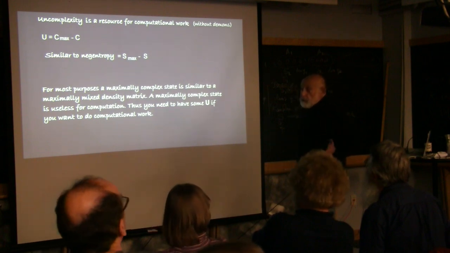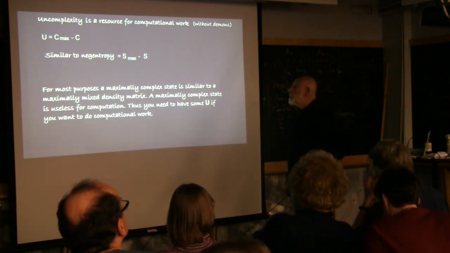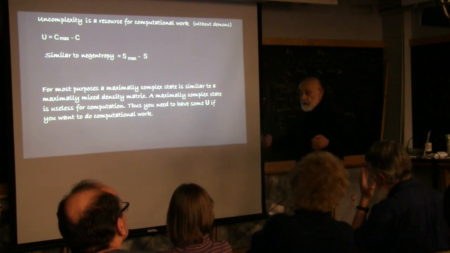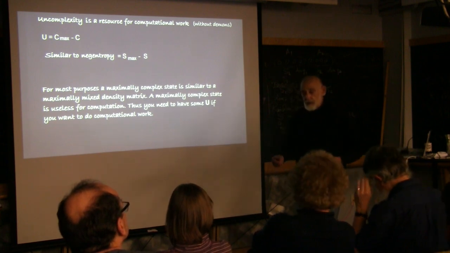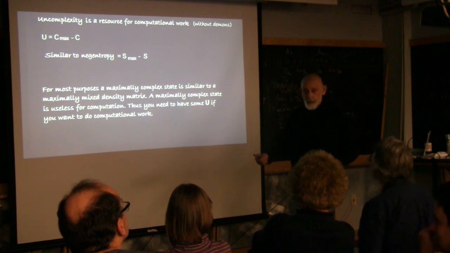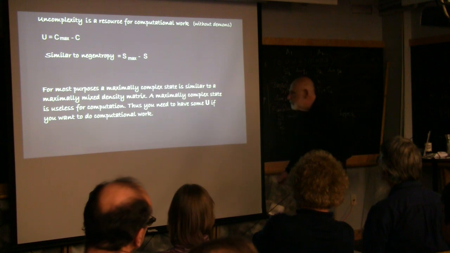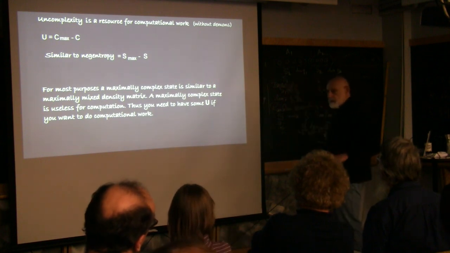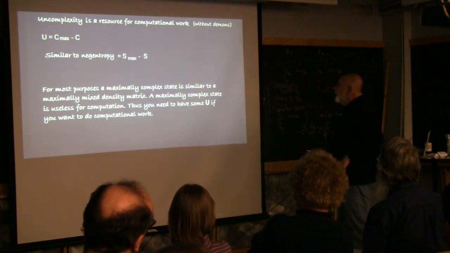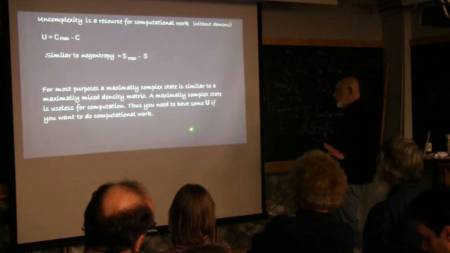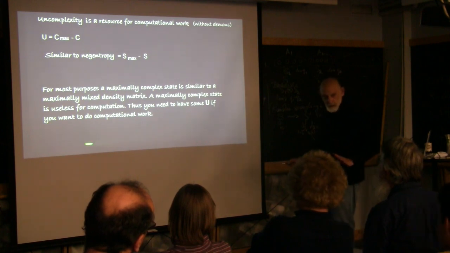But is it just saying that there isn't a natural arrow of time for that state? Well, it's true, there's not a natural arrow of time. But whatever you hit that state with, it'll just rattle around among these maximally complex states. In other words, you need some uncomplexity if you want to do computational work.